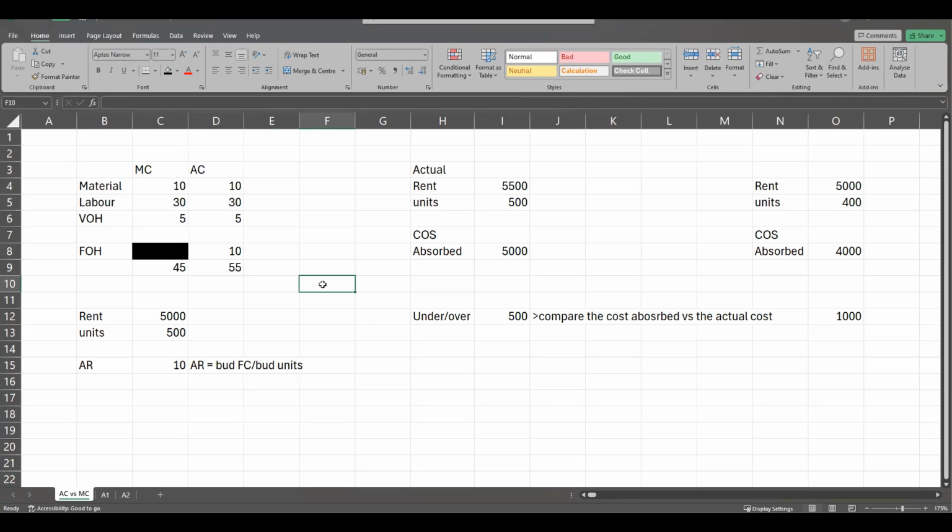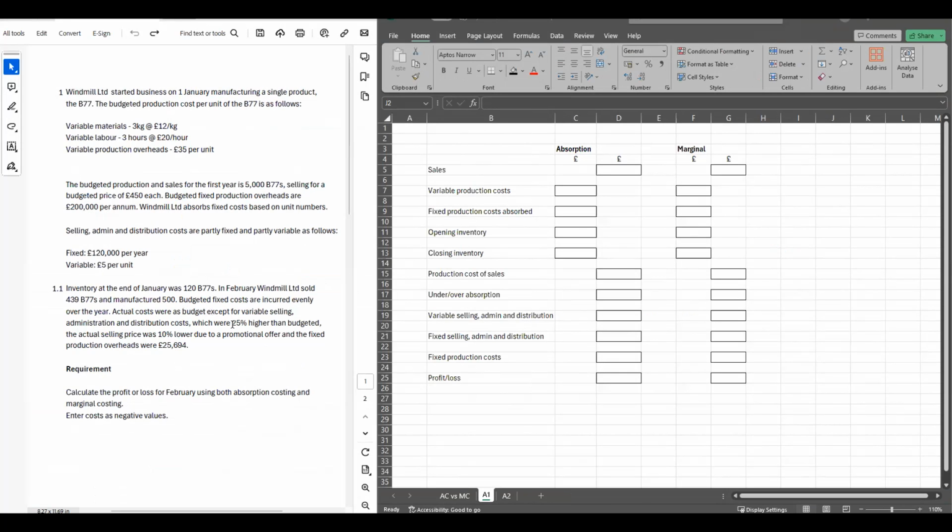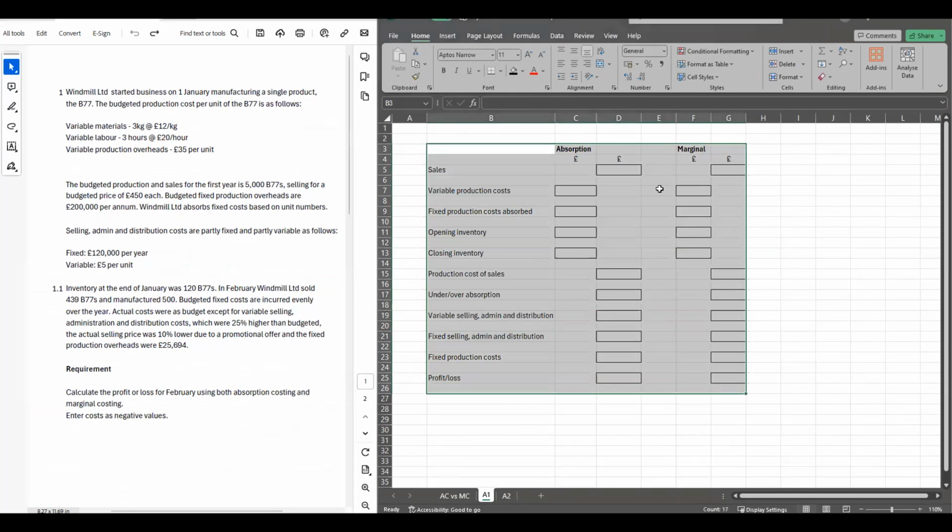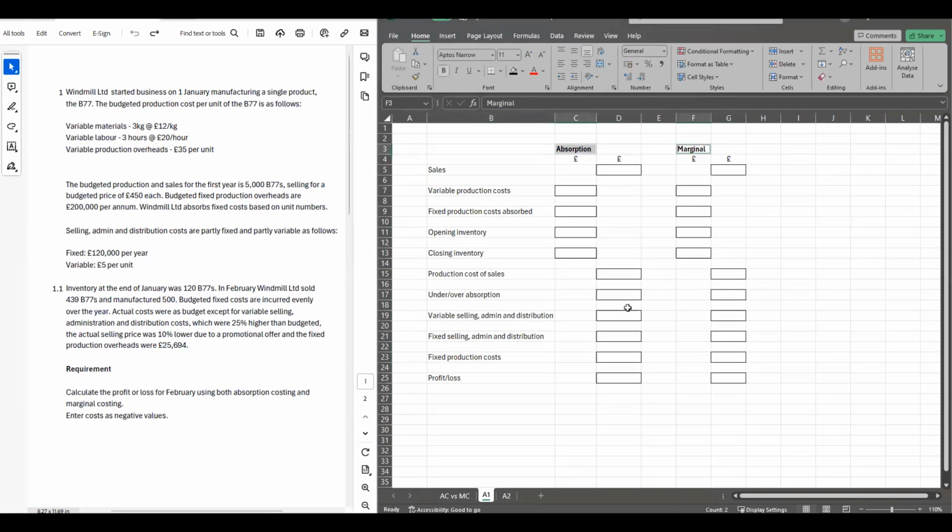So I think the thing we'll now do is move on and take a look at some exam questions on this topic area. The scenario question we're going to take a look at is the one where you are required to calculate a full profit or loss statement using both costing methods. So you're going to have one set of numbers for your absorption costing and one set of numbers for your marginal costing. And we can see here the requirement says, calculate the profit or loss for February using absorption costing and marginal costing.